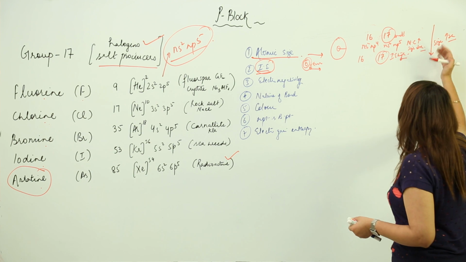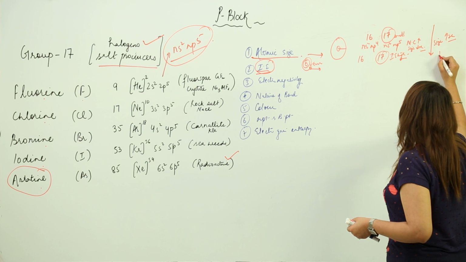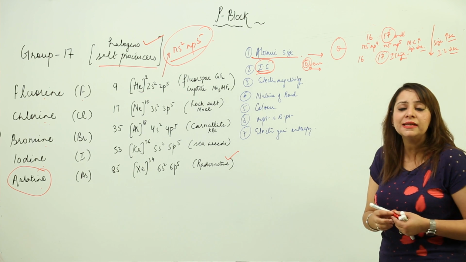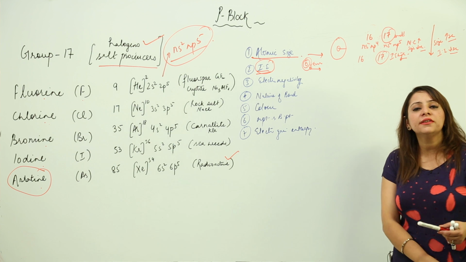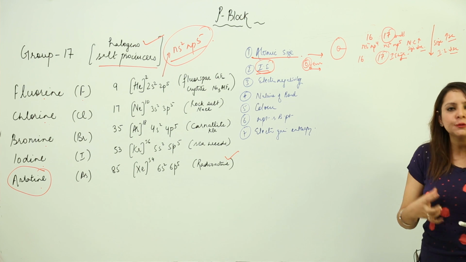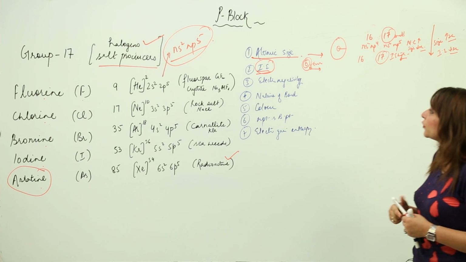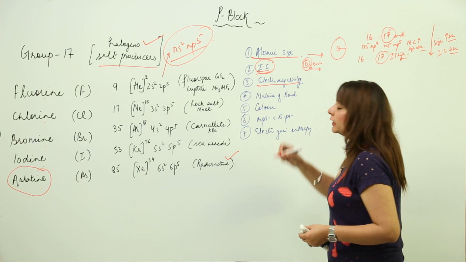As we move down, the size is increasing, so obviously ionization energy is decreasing, that means the nuclear charge is less, so the electrons in the valence shell experience less pull from the nucleus, therefore ionization energy decreases. Next is the electronegativity.